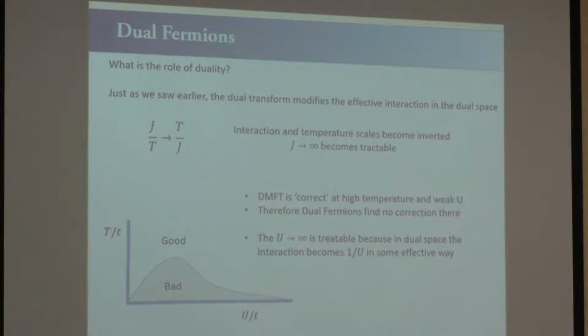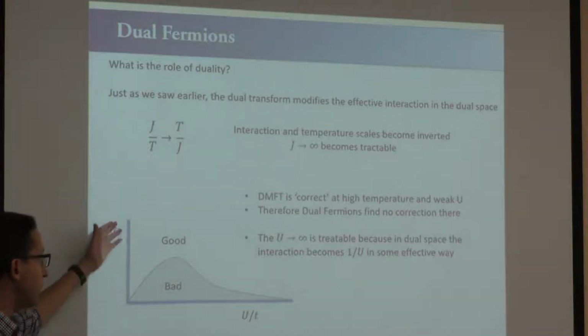So what was the role of duality in this, other than the fact we've got these new fermionic operators? Just as we saw earlier, the dual transform basically takes the effective interaction into the dual space. So we had a J over t going to a t over J. We now have an interaction U. Okay? So what that means is that as U gets very large, rather than being a directly large term in the Hamiltonian, in this weird dual space, it's actually somewhat a small object.